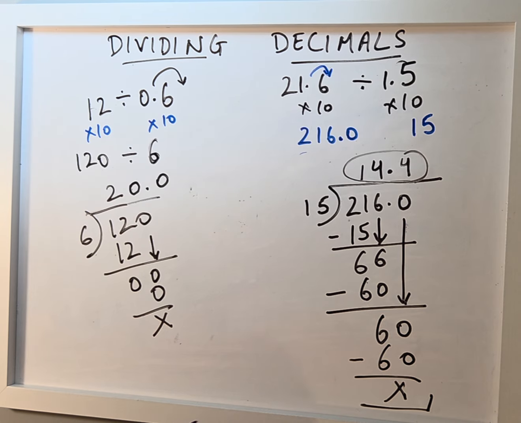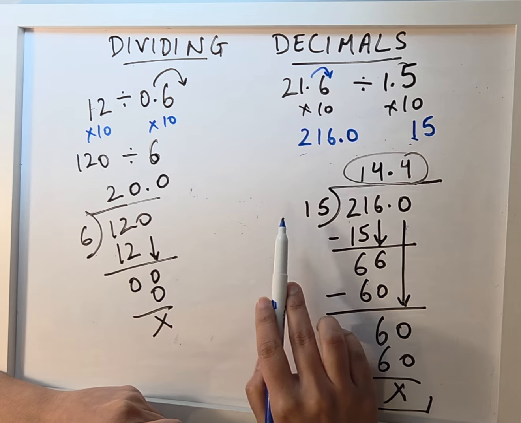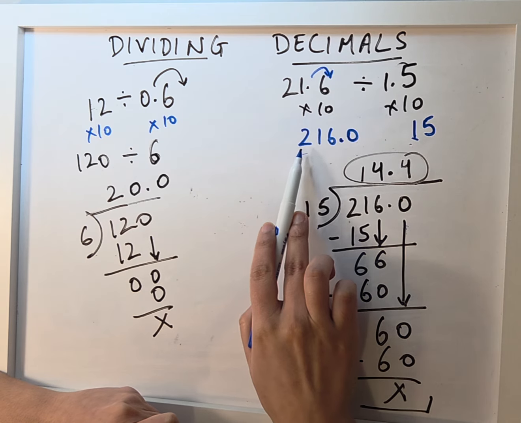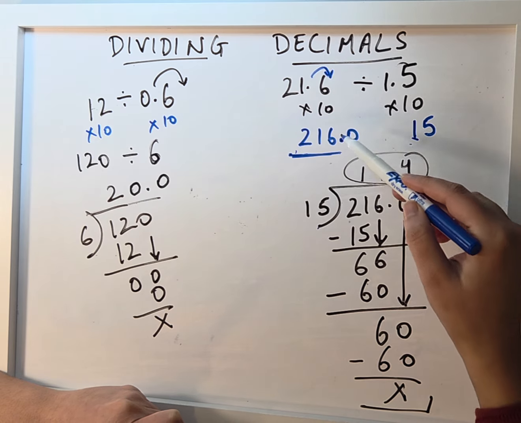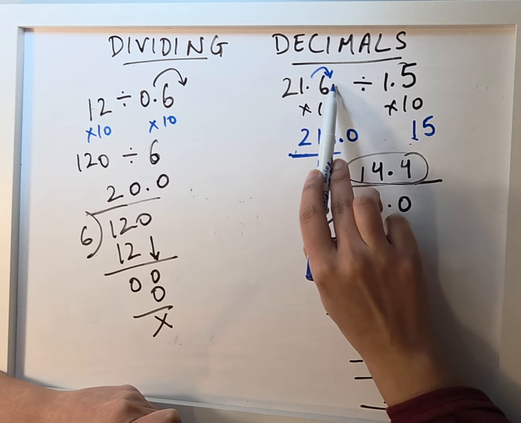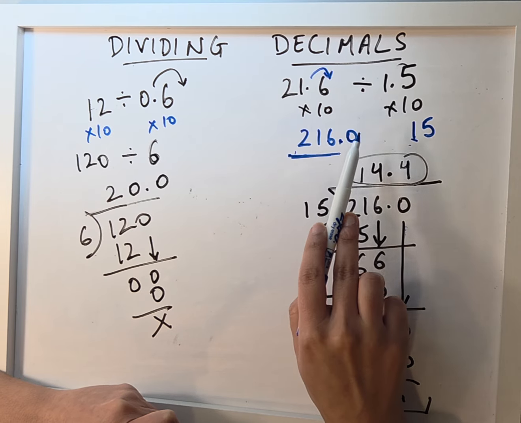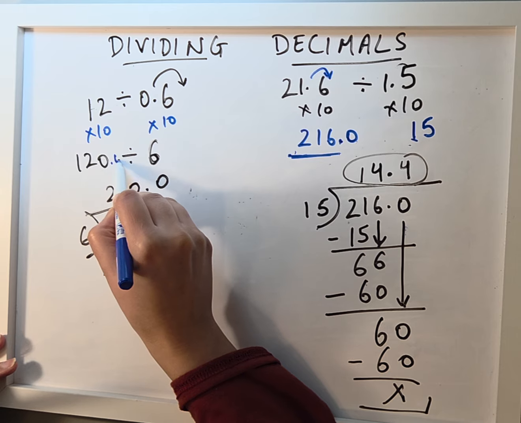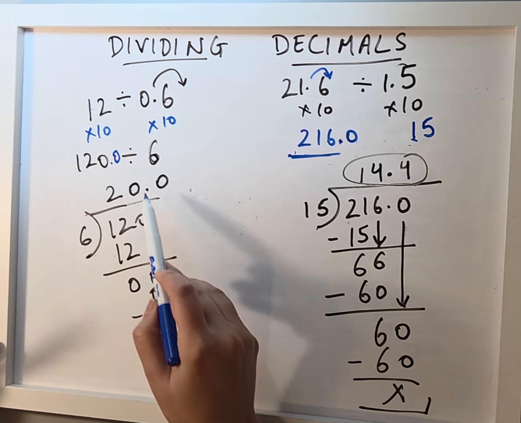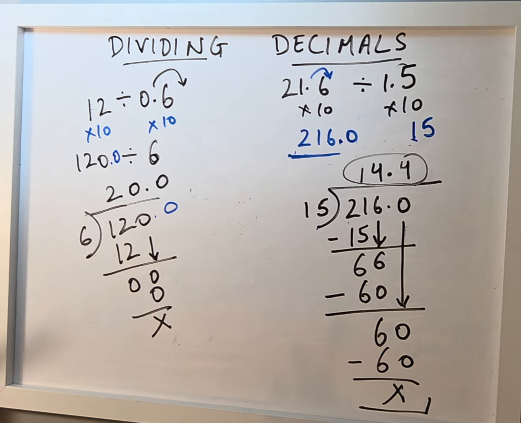Because we just have to make the divisor a whole number, we just take it as 15. But for the dividend, if we need to keep solving it further, we can, even if we are moving the decimal to the right, we can use a decimal 0. Here also we could have written 120.0. It's just that we would not have required it because we already got the remainder as 0.